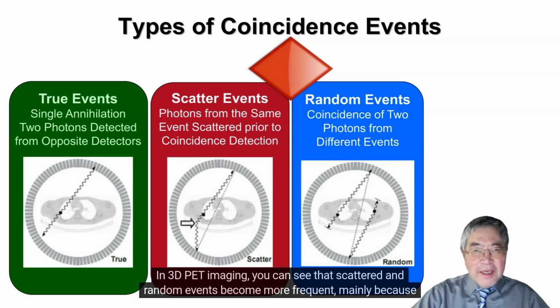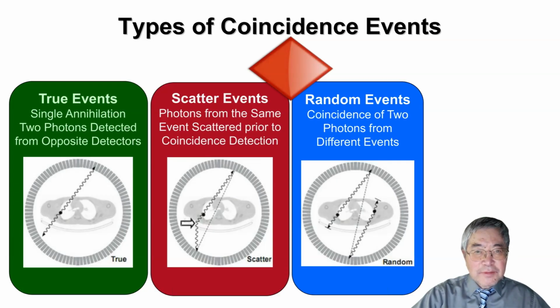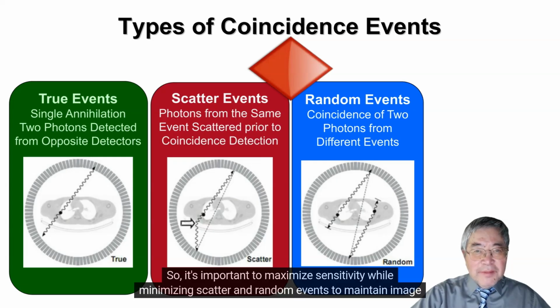In 3D PET imaging, you can see that scattered and random events become more frequent, mainly because sensitivity increases due to the wider aperture and more possibilities for 3D data acquisition. So, it's important to maximize sensitivity while minimizing scatter and random events to maintain image quality.